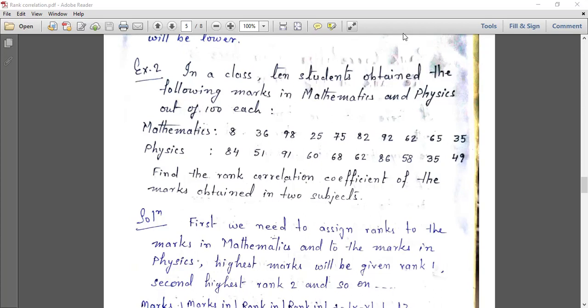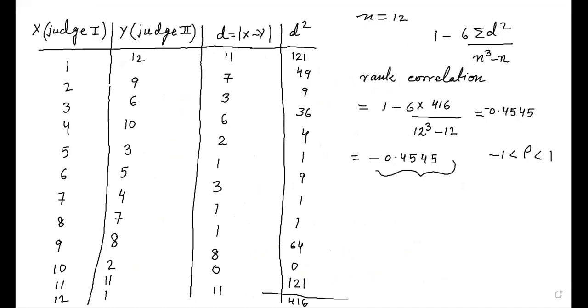So let us move on to that. I'm going to the whiteboard, where first I'll take this data, and then we will assign the rank, and then we will proceed for the rank correlation as we have done in the previous problem. So let us go to the whiteboard where I need to jot down the gist of the problem. Yes, so I'm clearing this one as this is our previous problem.